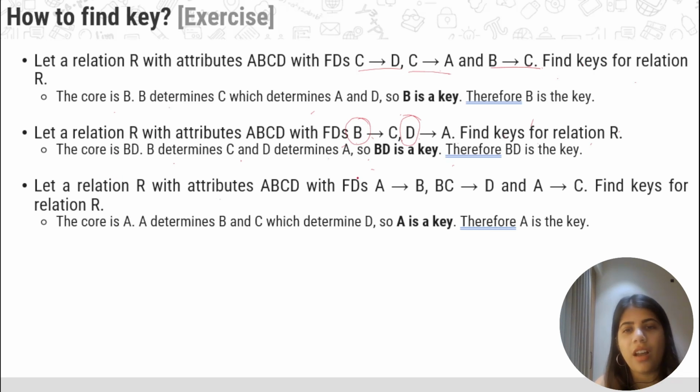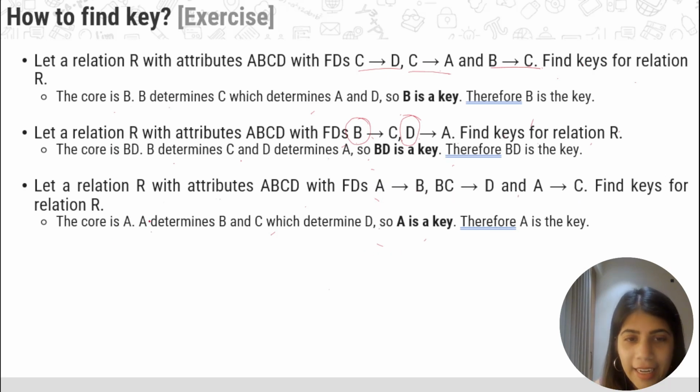Next one, relation R with attributes A, B, C, D, functional dependencies: A can determine B, C can determine D, and A can determine C. We need to find the keys. I want you to try this first by yourself and then look at the answer over here. If you can see, the core is going to be A, because A can determine B over here and C can determine D. So A is a key.